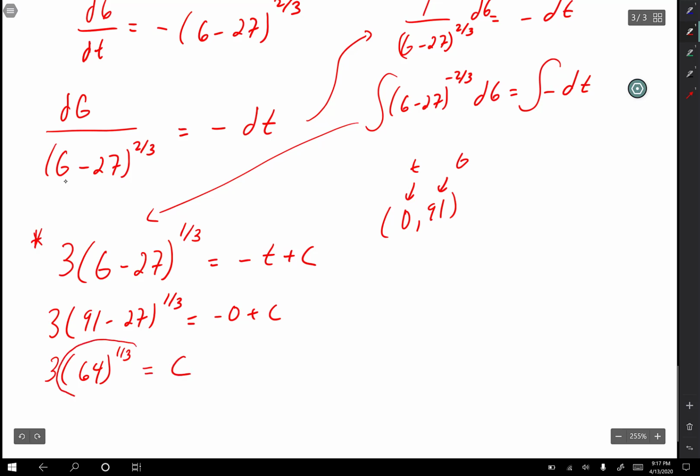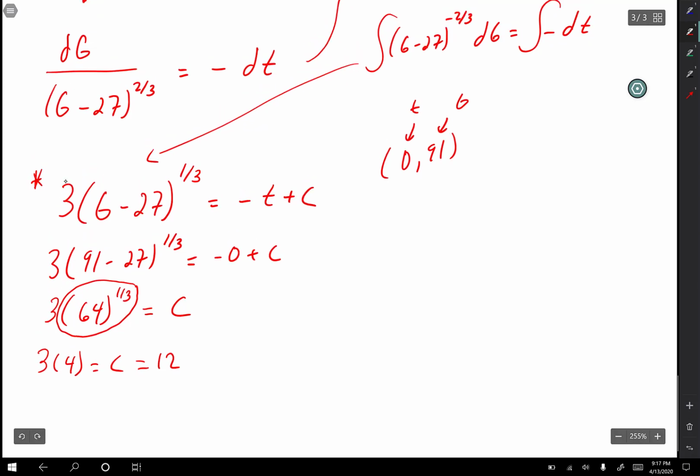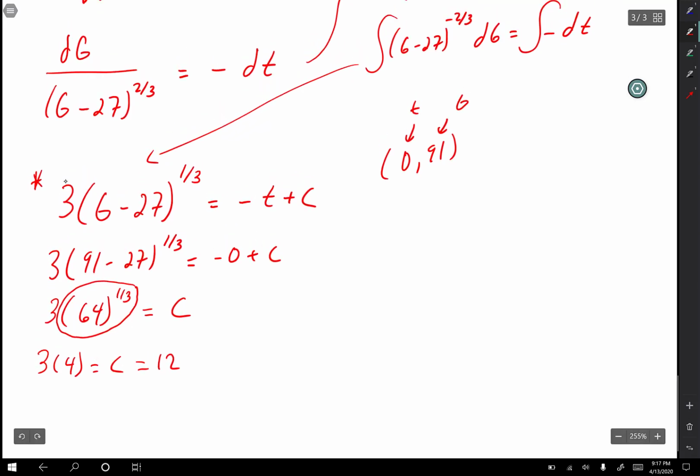We know what this is right here. What number times what number times what number will give you 64? Well, that's a 4, so the cube root of 64 is 4. 4 times 4 is 16, and 16 times 4 is 64. So 3 times 4 equals c, which means your c is 12. All right, I'm going back to this expression, and I'm going to write 3 times (g minus 27) to the 1/3 equals negative t plus 12.